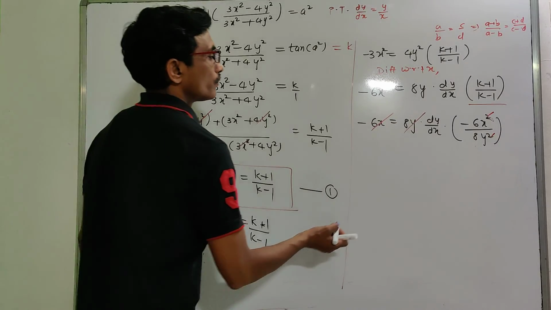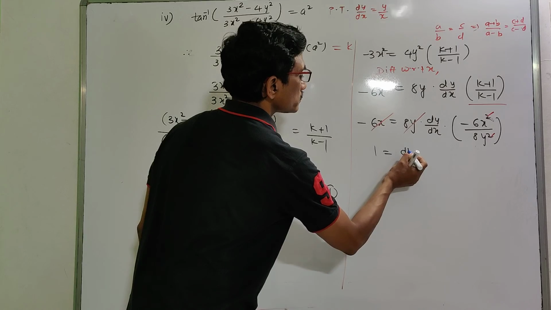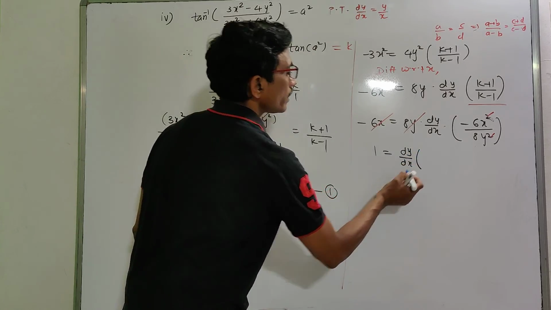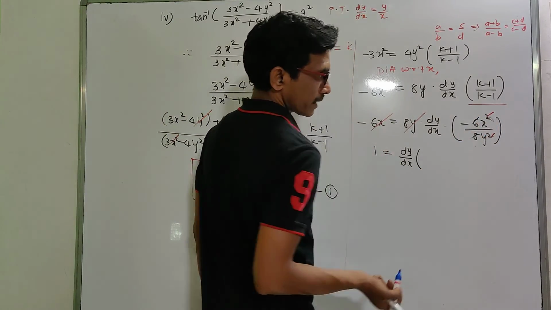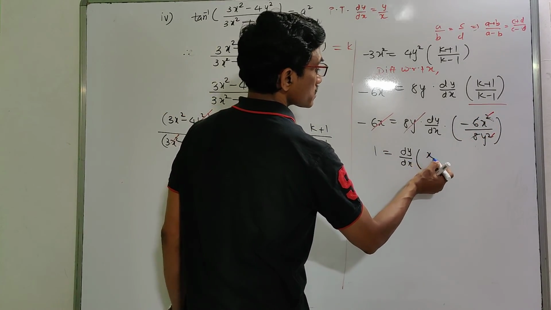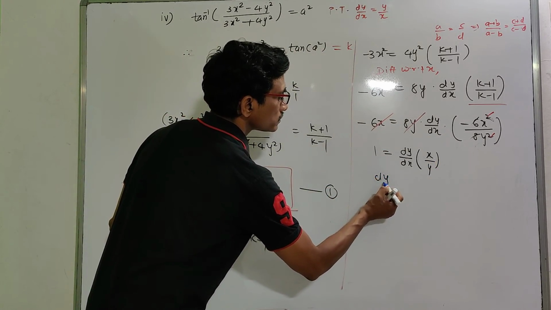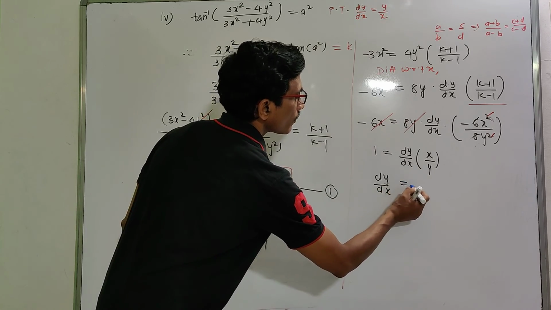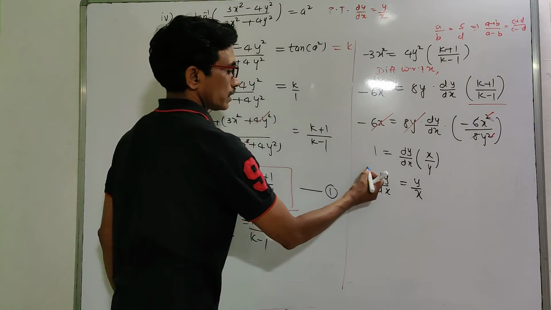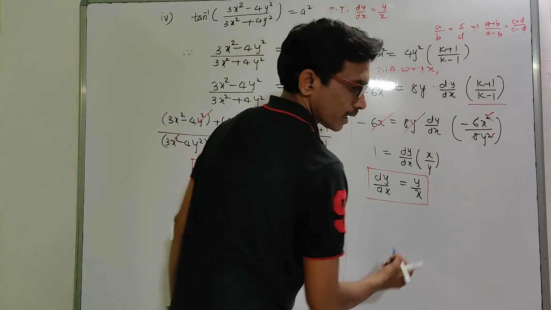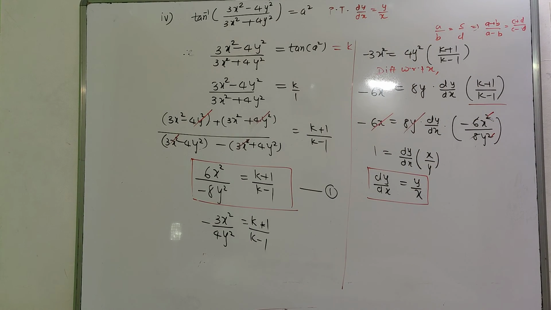So we will get here 1 into dy by dx into what is left here. This 6 is getting cancelled, 8 is getting cancelled. So x upon y is left, and writing here, dy by dx is equal to y upon x, which is required to show. So dy by dx is equal to y upon x. This is required to show here.